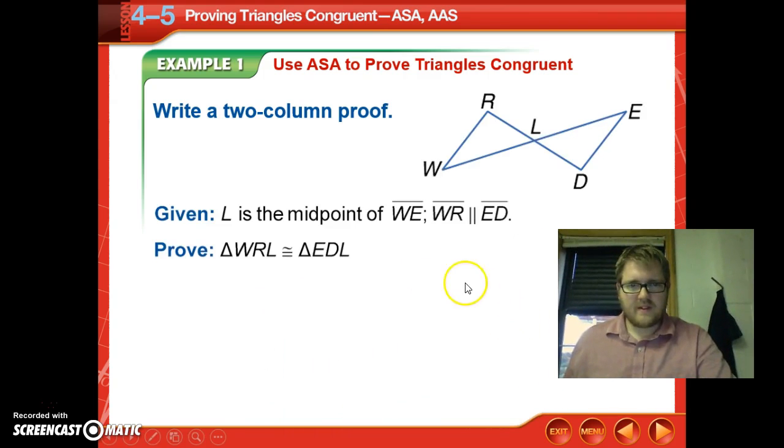So let's prove this. Triangle WRL is congruent to triangle EDL using the angle-side-angle postulate. And we also know that L is the midpoint of segment WE. Also, segments WR and ED are parallel.